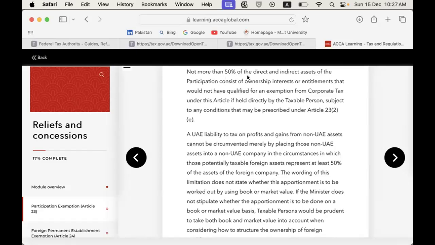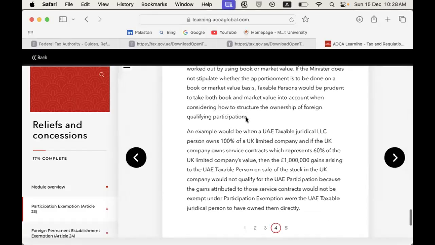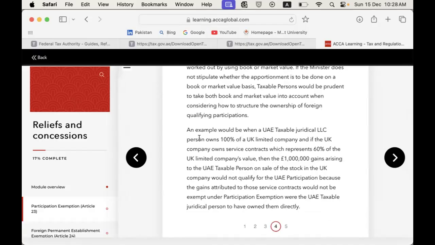Not more than 50% of the direct and indirect assets of the participation consist of ownership interests or entitlements that would not have qualified for an exemption from corporate tax under this article. Let us directly read the example to easily understand. An example would be when a UAE taxable juridical LLC person owns 100% of a UK limited company.